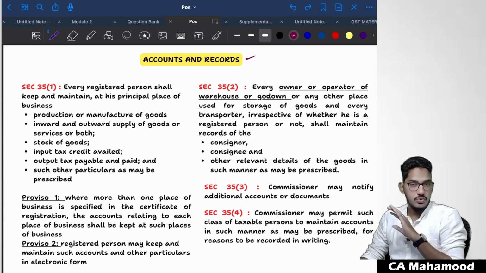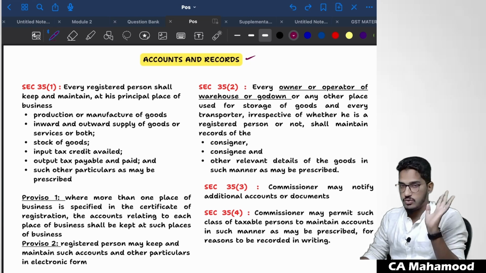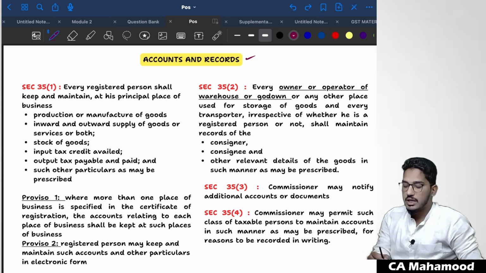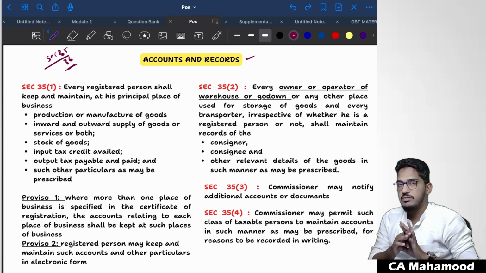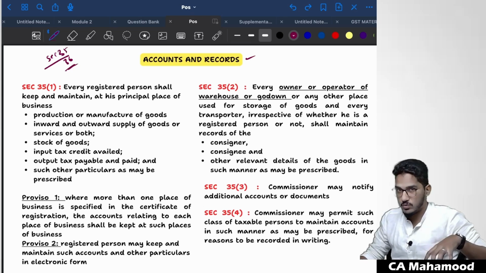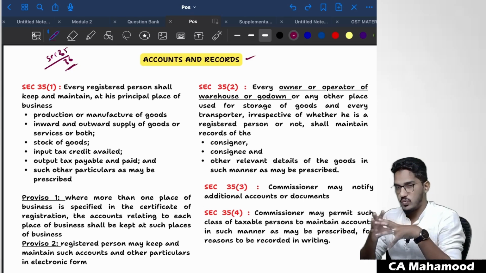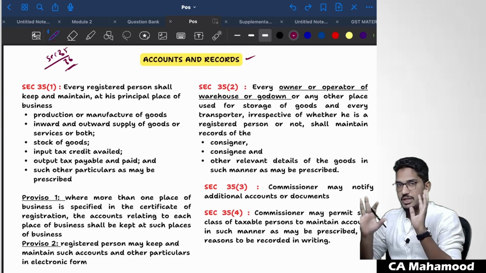So mostly no concept, only memorizing you have to do. But you need not worry, the chapter is very, very small here. In fact, we are only going to discuss two sections, section number 35 of the CGST Act and section number 36 of the CGST Act. If we complete these two sections, this chapter will be over. Even though this chapter involves memorizing, content-wise it is very limited. You can happily memorize it, it will not take much time.